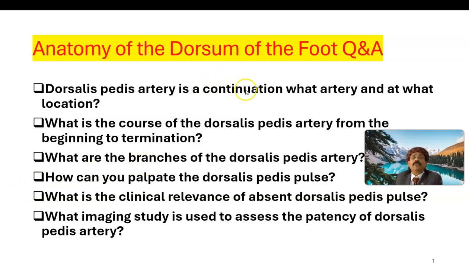Dorsalis pedis artery is a continuation of what artery and at what location? Dorsalis pedis artery is a continuation of the anterior tibial artery, and its name changes in between the lateral malleolus and medial malleolus in front of the ankle joint, once it passes under the superior extensor retinaculum.